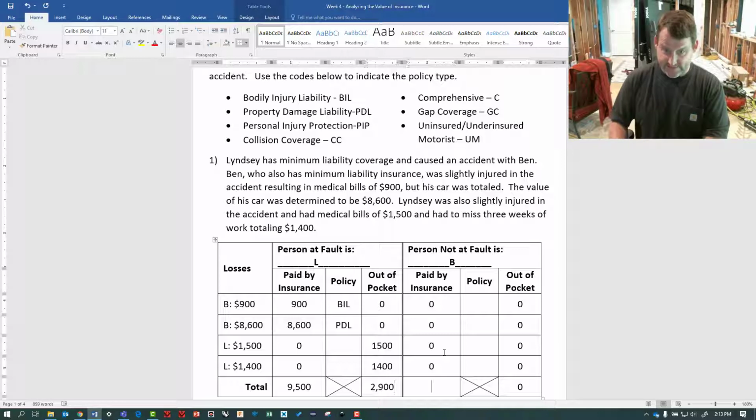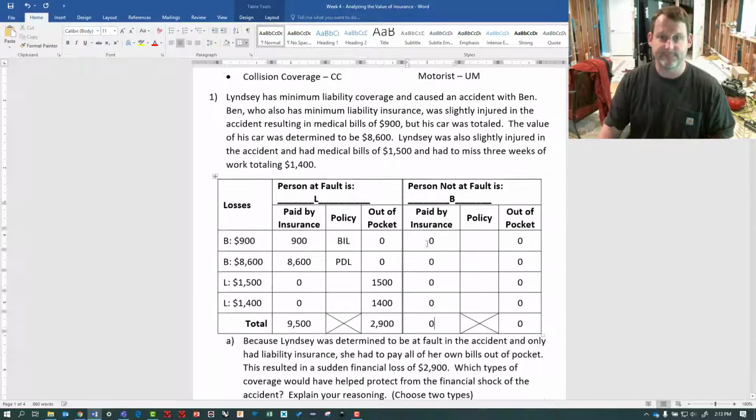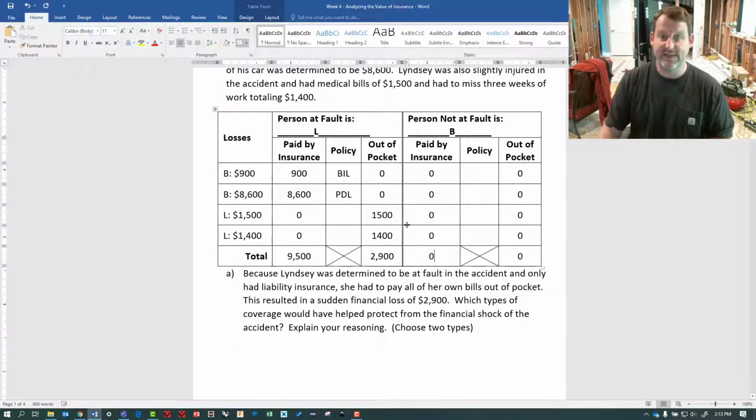So on this accident, he is $0 out of pocket. He just went through the trouble of having his car messed up and his body being injured. So far, so good. So Lindsay got hit pretty hard with this, $200. The types of coverage that could help her.